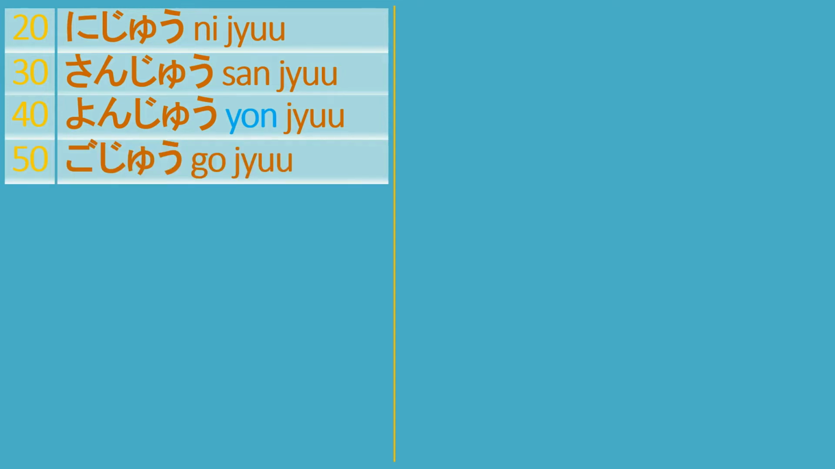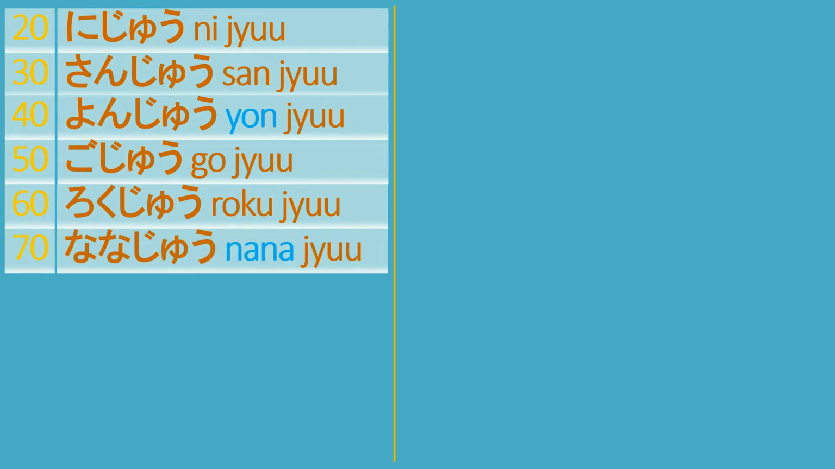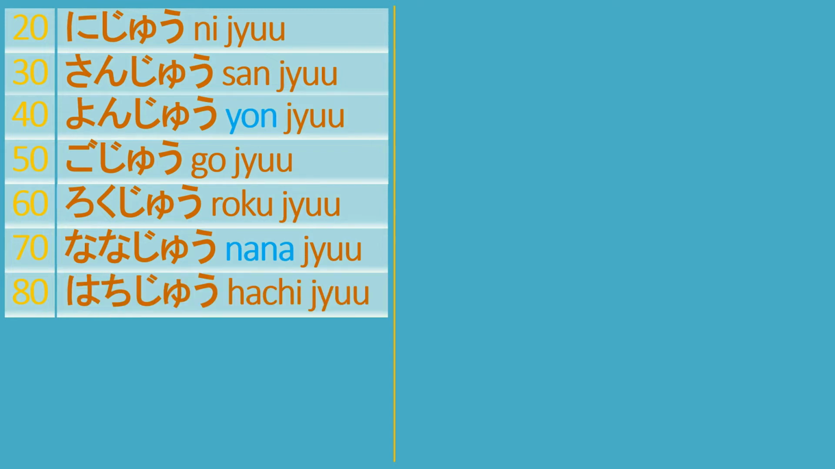It's goju. Okay, 60. Ano nga po? Yes, it's rokuju. Okay? 70 is nanaju. Okay? 80 is hachiju. Okay?